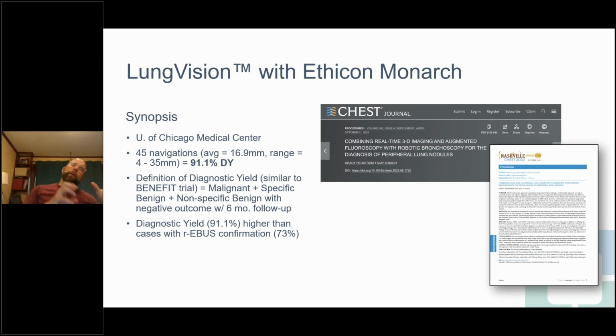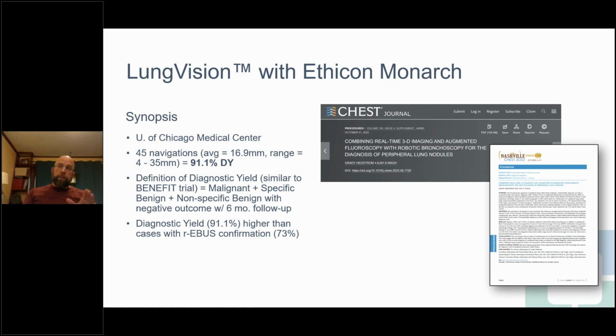So that's good. Now there's a lot of talk in any meeting you go to, you'll hear someone talk about what is a true definition of a diagnostic yield. Now, they did this in combination with the Monarch robot. And so to sort of keep things in line, what they used was the benefit trial. The benefit trial was the first multi-center trial with the Monarch looking at yield. The primary was rebus confirmation, but they also looked at what the actual diagnostic yield was, and it was around 74% in that study in benefit.